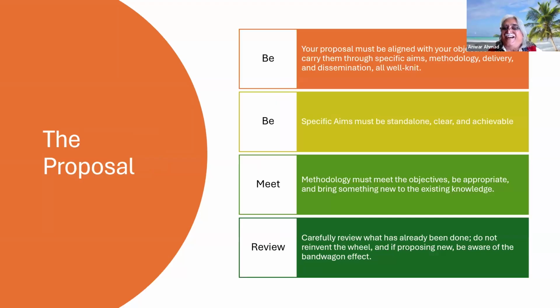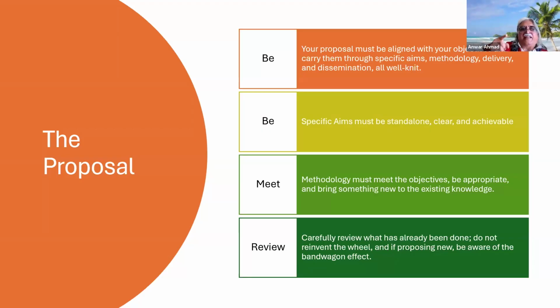These are some of the simple step-by-step ways of understanding that process, especially for the proposal. Your proposal must be aligned with your objective. You can always say, I know what I'm doing. What I mean by that is that it should also reflect that what you are proposing is not only achievable, but how it is achievable. You have to convince me. So your proposal must be aligned with your objectives and carry them through specific aim, methodology, delivery, and dissemination. Everything is well knitted together.